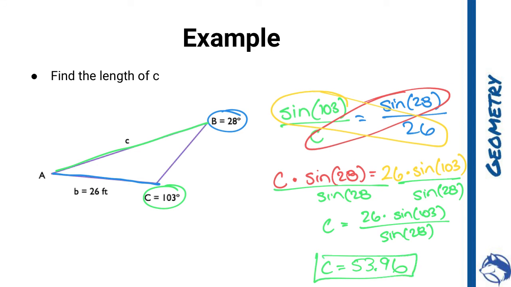And if you think about it, that makes sense because 103 degrees is way larger than 28, so C needs to be way larger than that 26. 53.96.